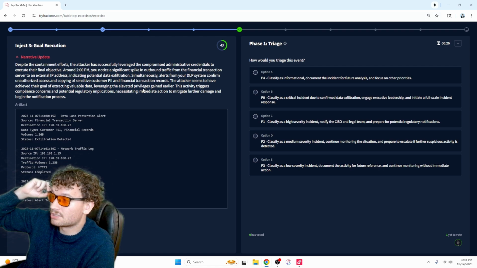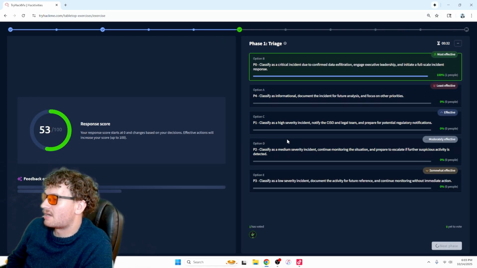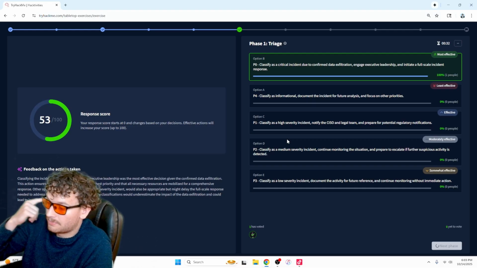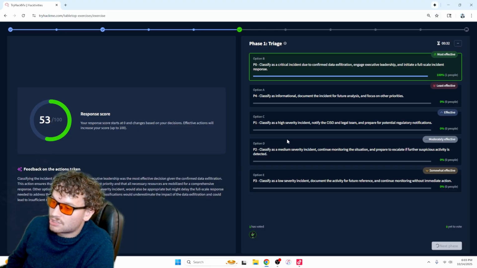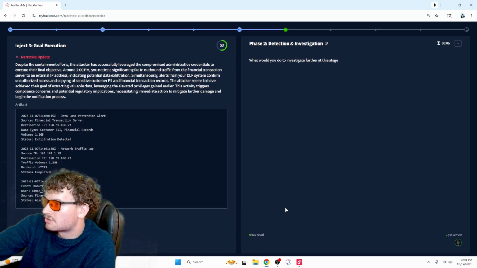I would definitely triage this as a critical incident because it's confirmed data exfiltration by our DLP, and then we need to initiate full incident response as well as engage executive leadership, because it's the highest priority since it's damaging our customers' reputation and our financial standing, as well as raising legal issues such as HIPAA, GDPR, XYZ. Yeah, so still the same scenario.